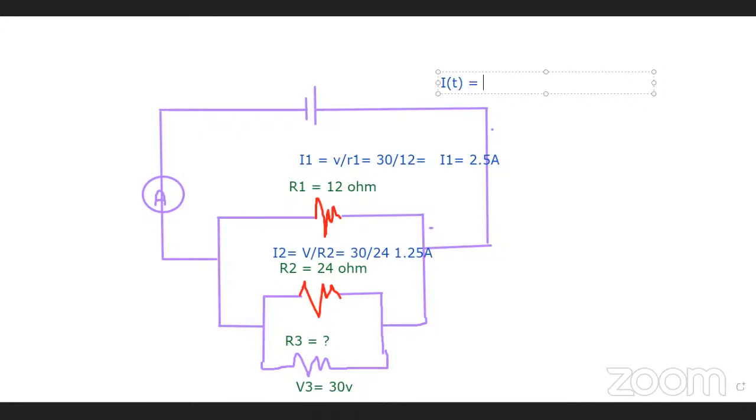Total current is equal to I1 plus I2 plus I3. Done. Now, you tell me, what is the total current? It is 6.25. Well done. It is 6.25. What is I1?